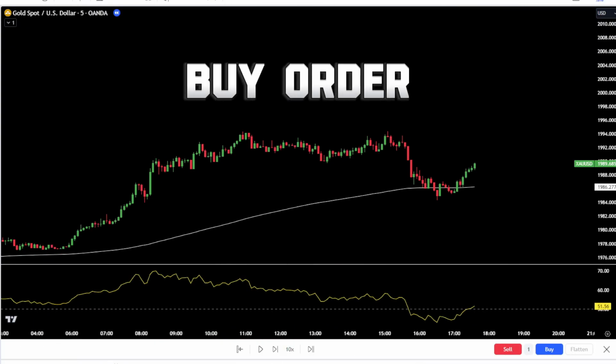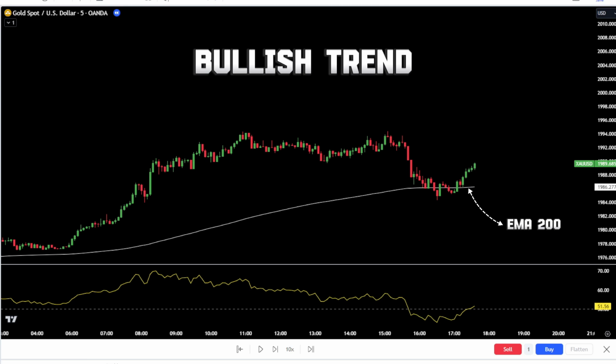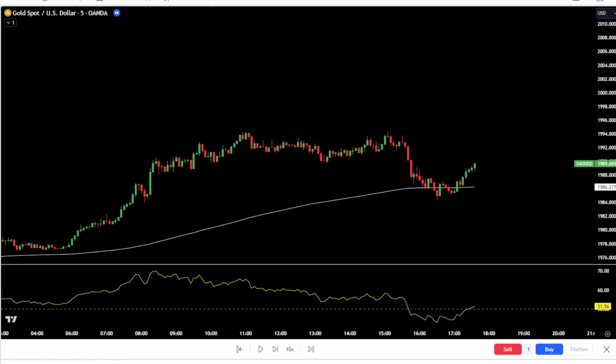How to place a buy order using RSI and Moving Average. If the candlestick breaks out or is above the EMA 200 line, it signals a bullish trend, and our focus is on finding a buy entry point. Wait for the RSI line to cross above the 50 level. As confirmation, ensure that the formed candlestick is a bullish one.